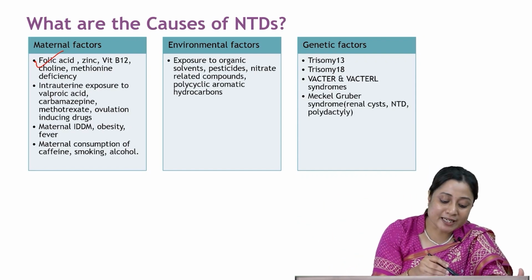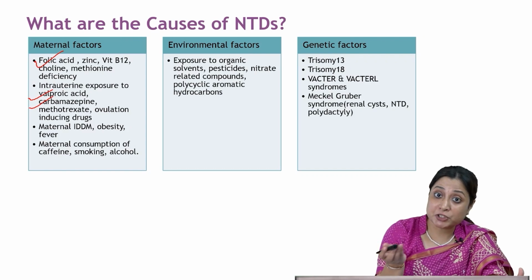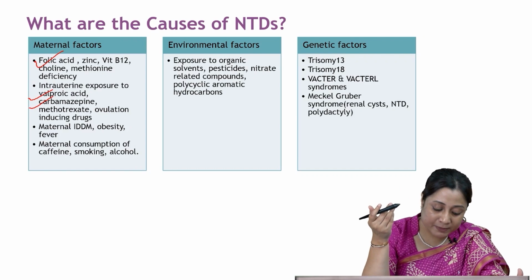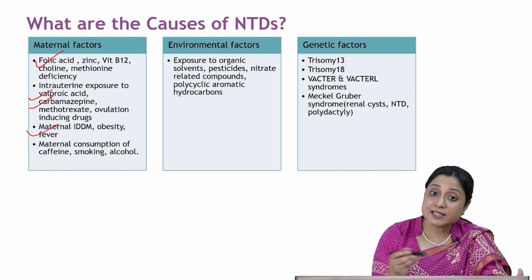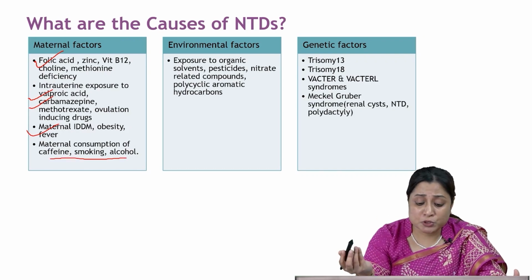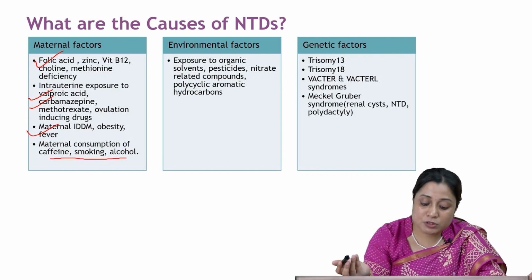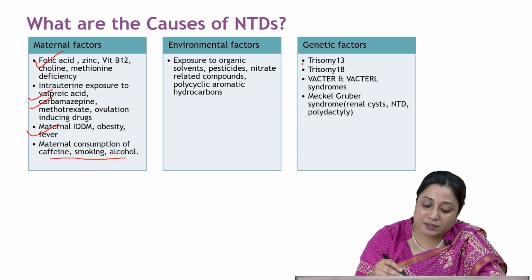Intrauterine exposure to anti-epileptics such as valproic acid and carbamazepine, use of methotrexate and ovulation drugs, especially for meningomyelocele, raised incidence can be seen in IVF babies, maternal diabetes, obesity, consumption of caffeine, smoking and alcohol. Environmental factors include exposure to pesticides and nitrate related compounds. Genetic factors include the mother having trisomy 13, 18, VACTER and VACTERL syndromes.